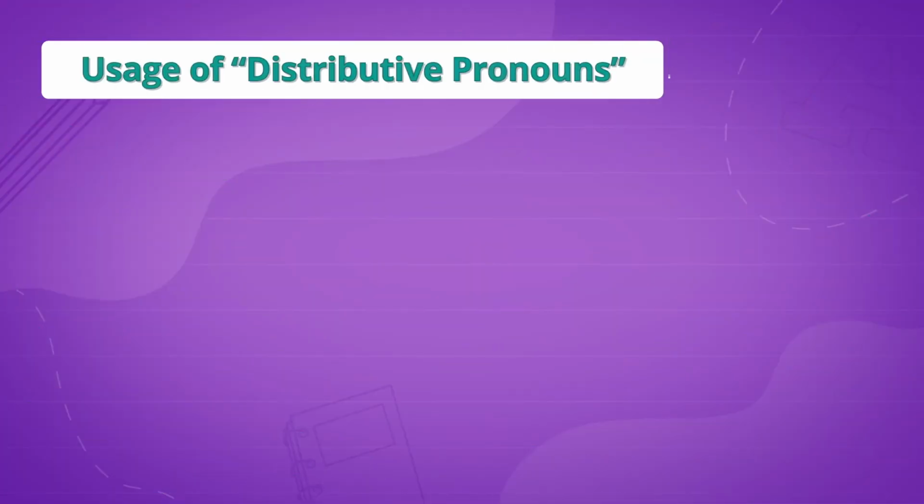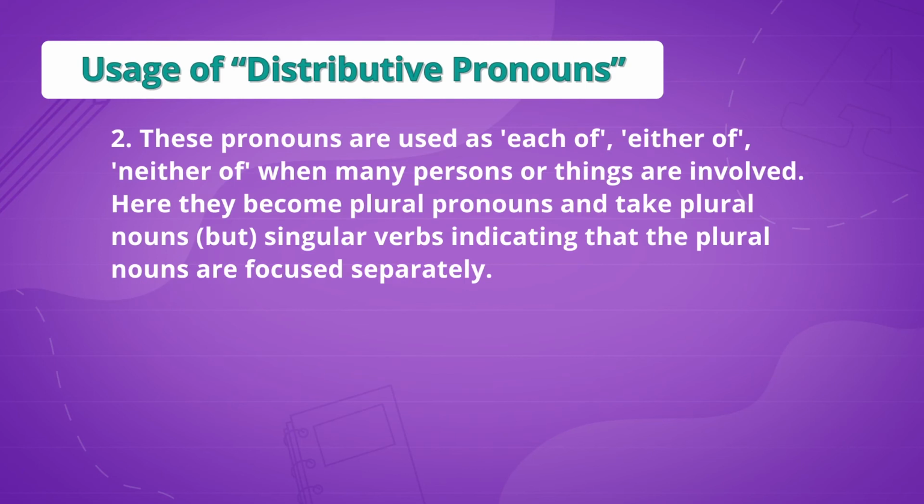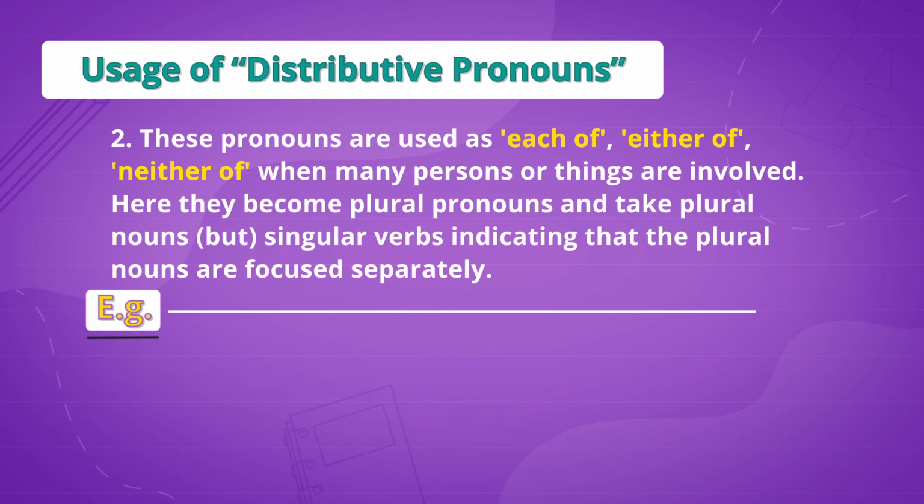Number two, these pronouns are used as each of, either of and neither of when many persons or things are involved. Here they act as plural pronouns taking plural nouns but singular verb, indicating that the plural nouns are focused separately. So let's see some examples.